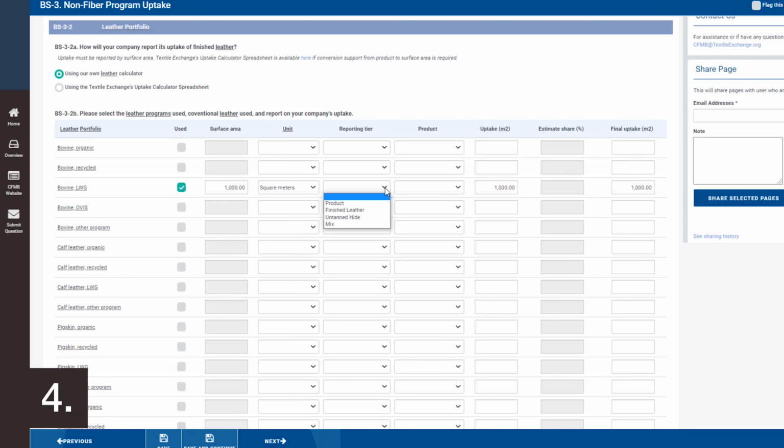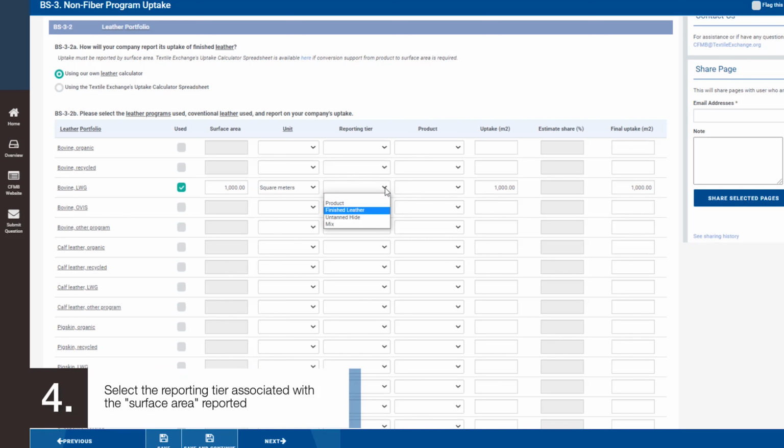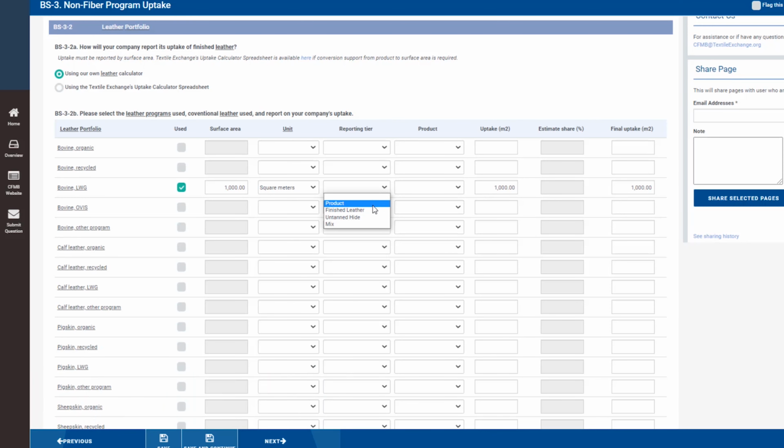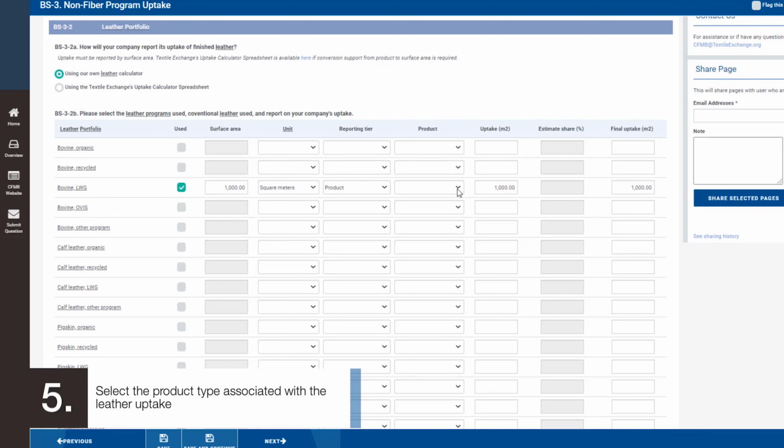Step 4. Please select the reporting tier associated with surface area reported. This can be product level, finished leather, untanned hide, or mix, which is a combination of different reporting tiers. Step 5. Please select the product type associated with the leather uptake. Step 6 is completed automatically in the survey, converting all reported uptake into a value in square meters.